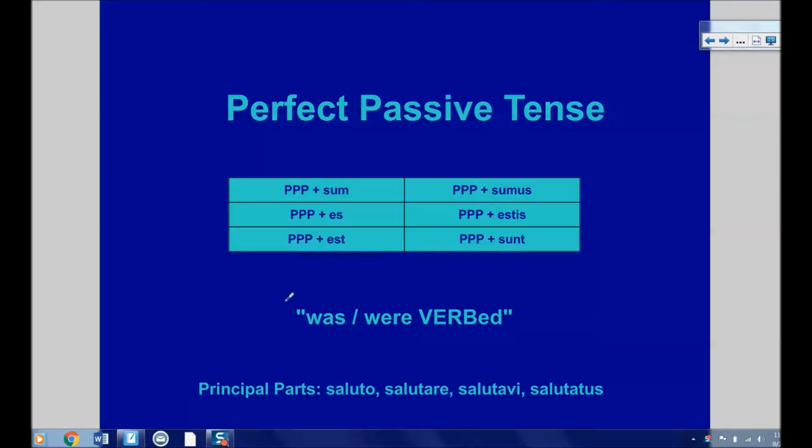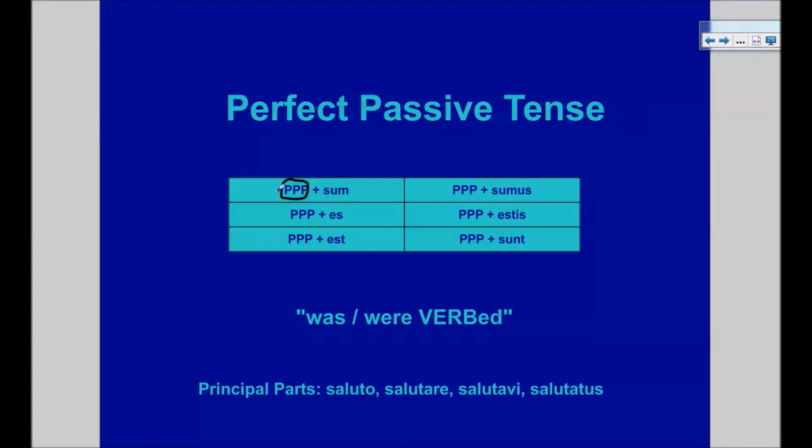Perfect passive tense is going to be a two-part verb. There's two different words in it. And as you can see based on the chart, you're going to use your perfect passive participle as the first word in the verb. And then you're going to use a form of the verb to be in the present tense. So you have sum, est, sumus, estis, and sunt. Now don't be confused with this plus. You're not going to smush the words together.